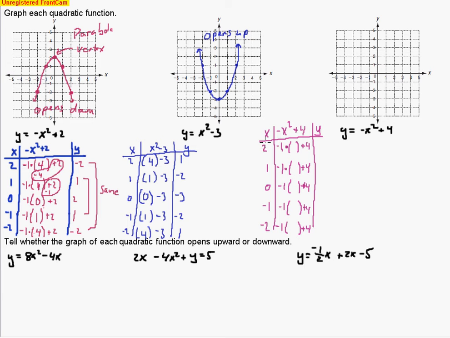2 squared gives me 4. So I'm going to put 4 right here. And so 4 times -1 gives me -4. -4 plus 4 gives me 0. So I'm going to get the same answer here.